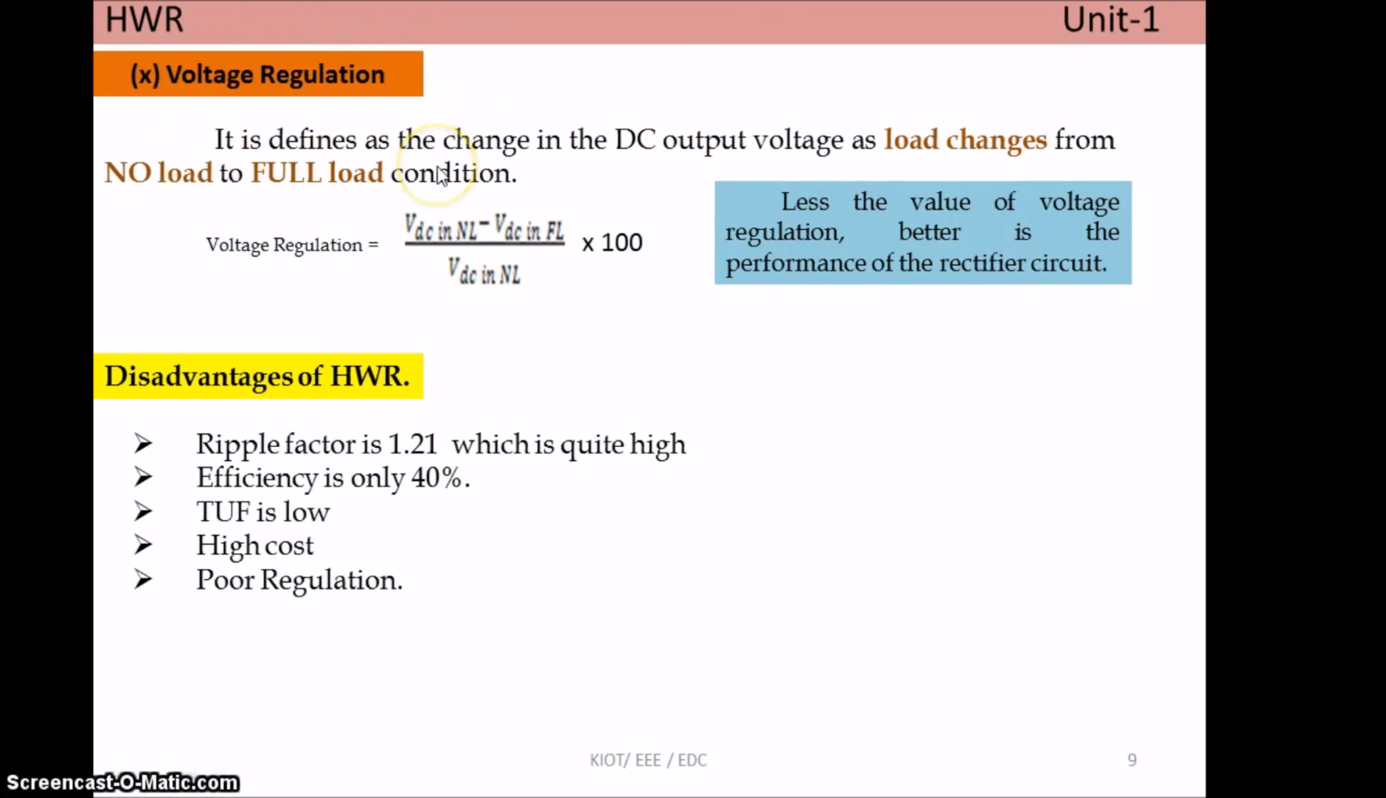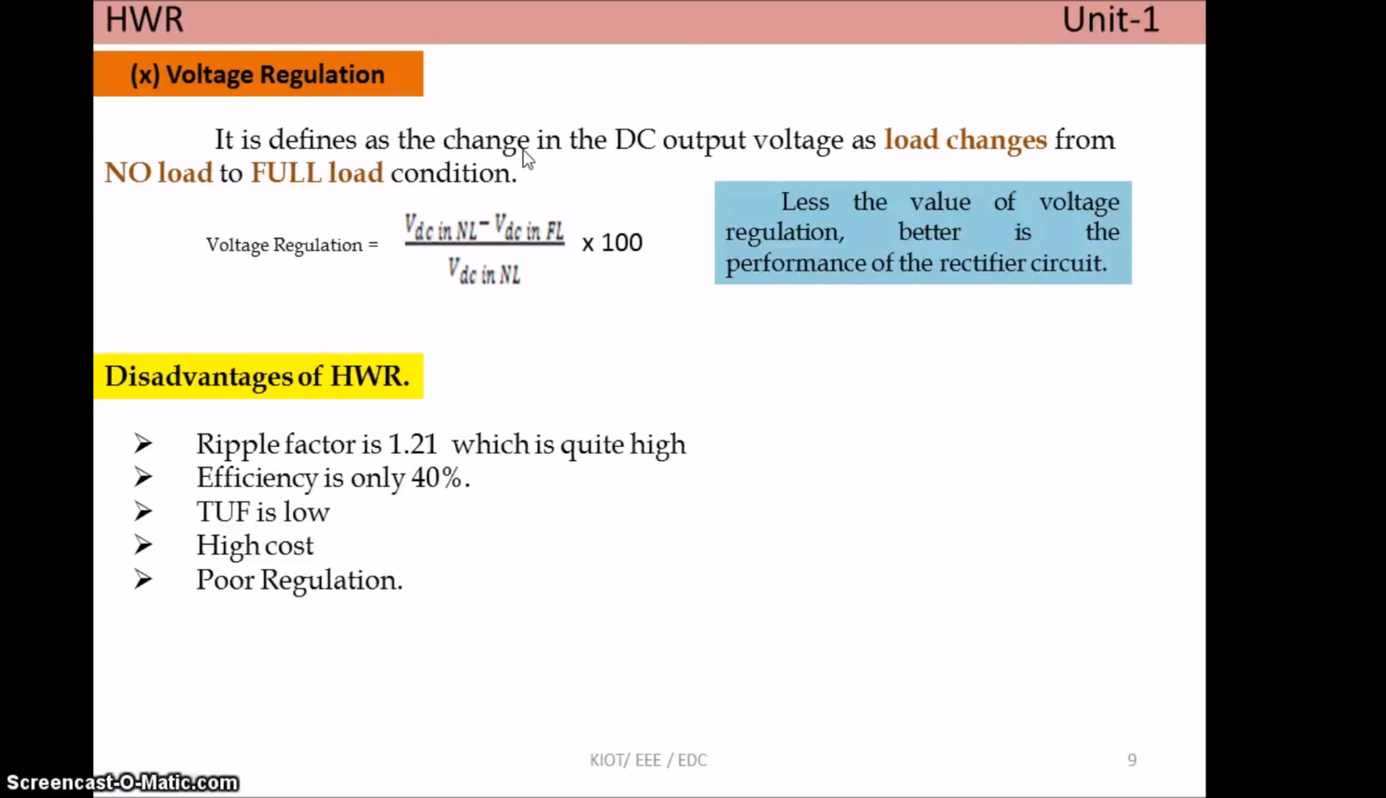Why we need to calculate voltage regulation: it shows how effectively the half wave rectifier circuit is capable of maintaining a constant output voltage irrespective of changes in the load. Whenever we are using the circuit, at some time we may use full load, during some other time no load, and during some time the load may be 50% or 70%. It varies according to the requirement.